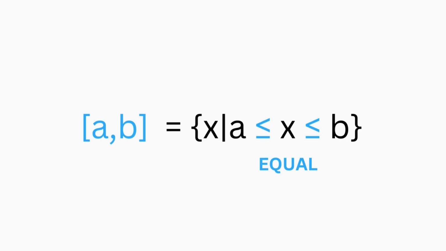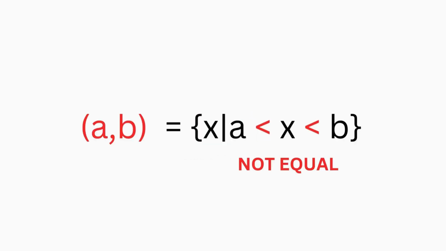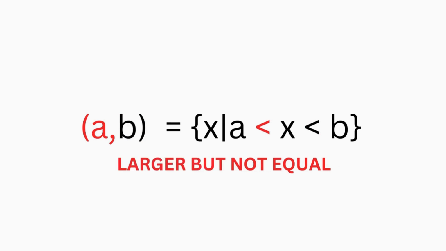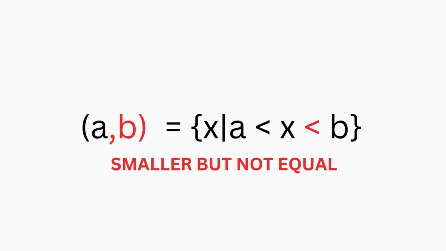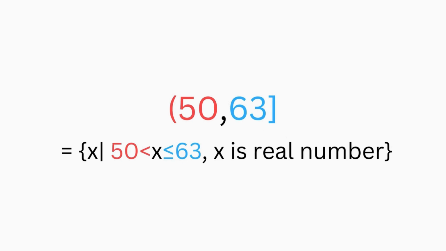Squared one means closed. For example, x is between and equal to a and b. The left side means x is larger than or equal to a, and the right side means x is smaller than or equal to b. The rounded one means open. For example, x is between but not equal to a and b. Left side means x is larger than but not equal to a. Right side means x is smaller than but not equal to b. And of course, we could have something like half open, half closed, such as this. For example, all real numbers greater than 50 and less than or equal to 63.